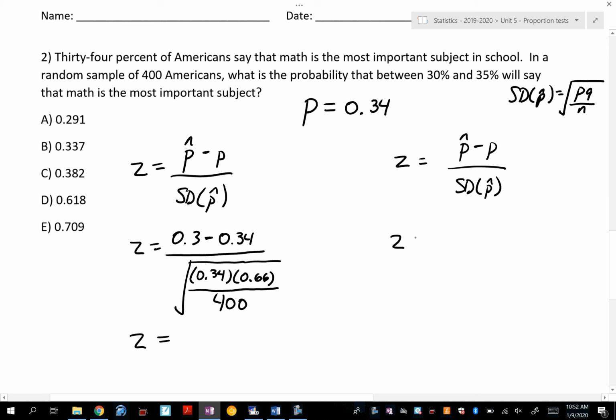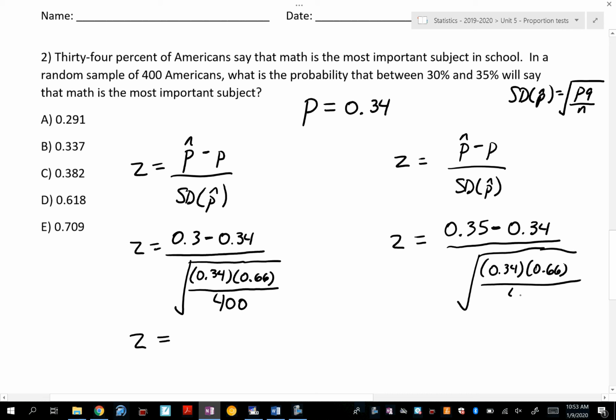Let's do the same thing for the other side. Okay, our p hat on this side, the greater one, is 0.35 minus the same population proportion over the square root of 0.34 times 0.66 over 400. Okay? So then once I have the setup written out, my work has been shown, I'm ready to go to the calculator to find these Z-scores.